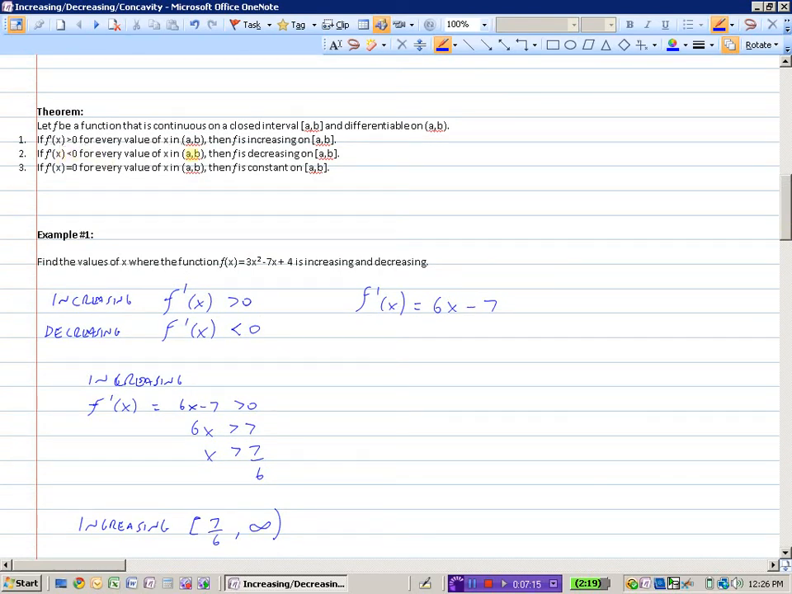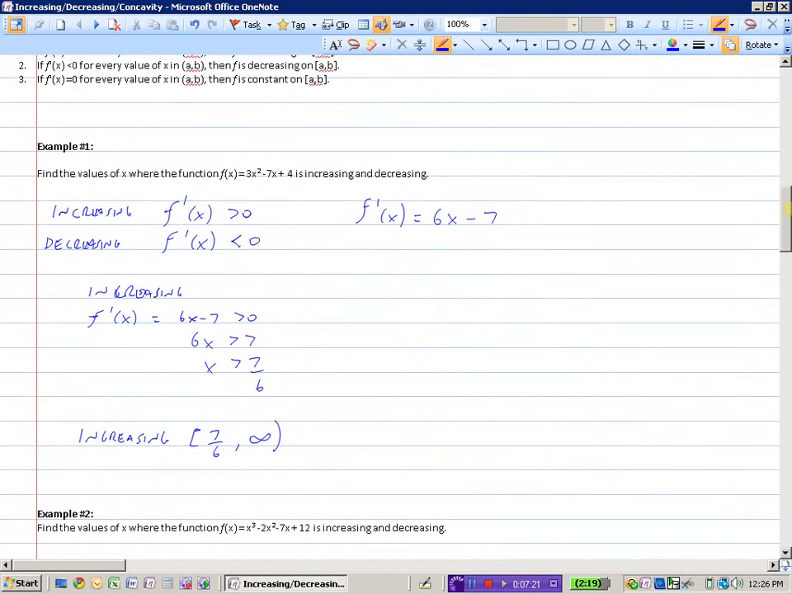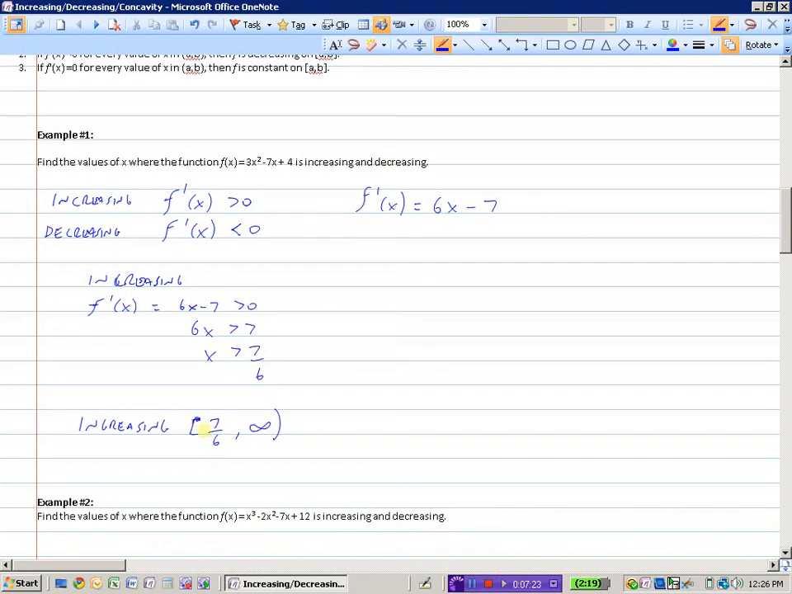Notice back here in the definition that we would say if f prime of x is greater than 0 for every value on this open interval, then we say that f is increasing on the closed interval. So when we have increasing, we will have a square bracket, or another way of writing this, greater than or equal to 7/6.